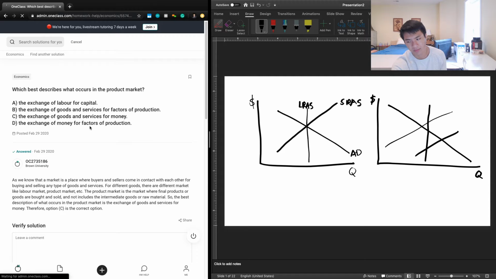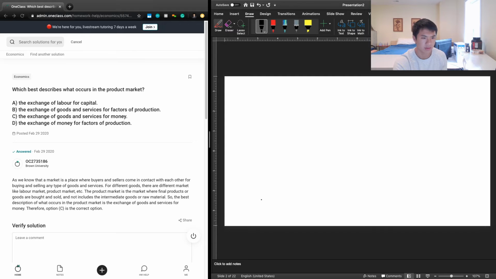Okay, and so the next question says, what best describes what occurs in the product market? And so this is pretty much a definition question. And so in that sense, there's not going to be scratch work involved here. The definition of a product market is basically one where there is an exchange of money for final goods and services. So it is not one of those markets where you're seeing suppliers negotiating for parts from their vendors or anything like that. The product market is where consumers go to buy final goods and services.